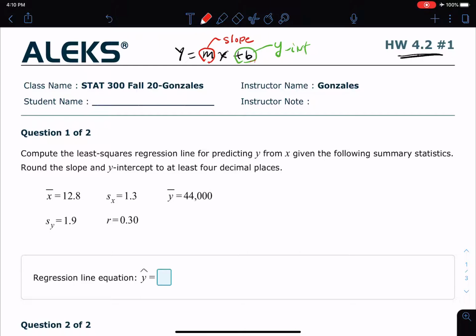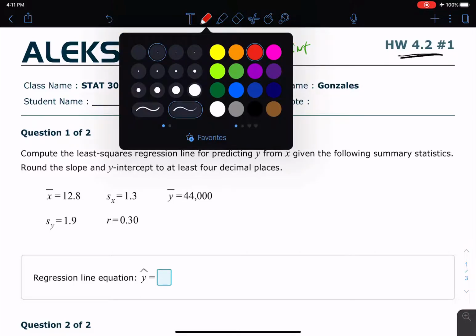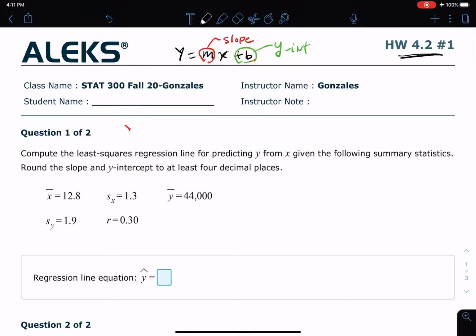Okay, so this information is given to us. Some of the formulas that you need to know would be the least squares regression line formula. Whenever we're talking about the least squares regression line, which is a predictive line, it's not the actual data. The actual data would be the scatter plot.